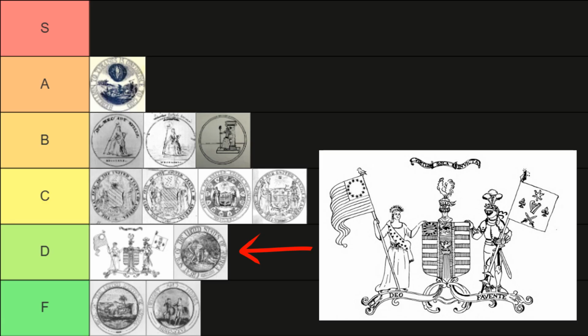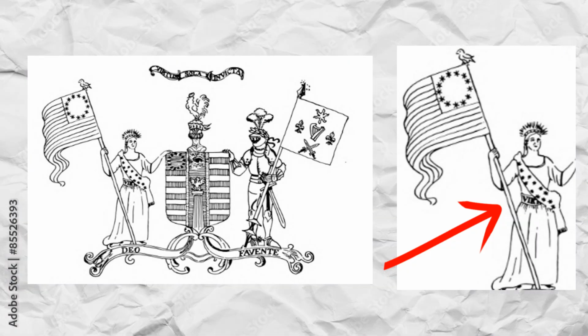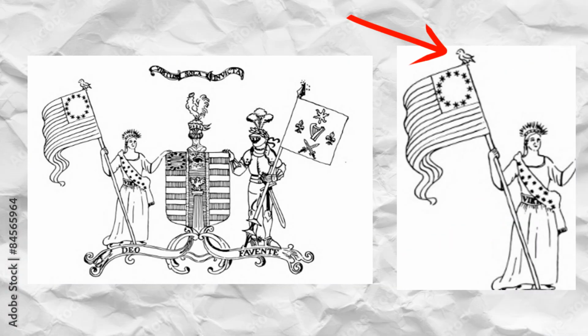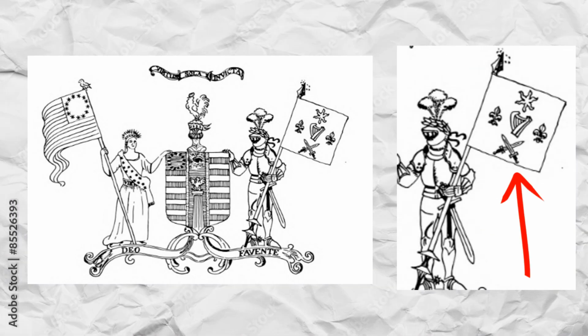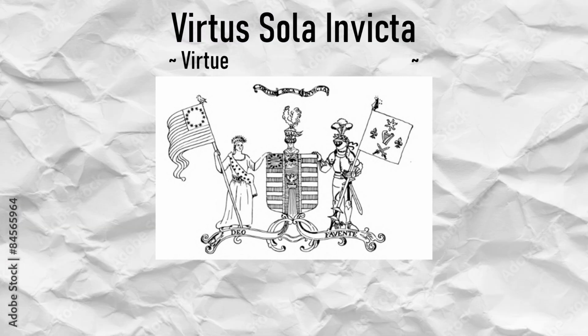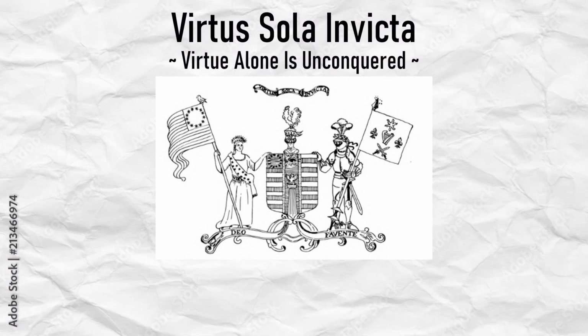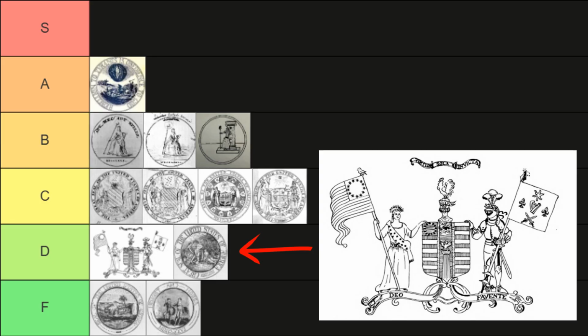I so deeply feel tempted to just throw this in F tier, but I want to be mature and restrain myself for a moment. So supporting one side of the shield is a woman, representing the new country, holding an American flag with a dove perched on top of the pole, and on the other side is a knight holding a lance with a flag of heritage attached to it. Printed above is the Latin phrase Virtus sola invicta, roughly meaning virtue alone is unconquered. Printed below is the Latin phrase Deo favente, roughly meaning with God's favor. I'm sticking with my verdict of D tier, but this design frustrates me so much, if you can't tell.